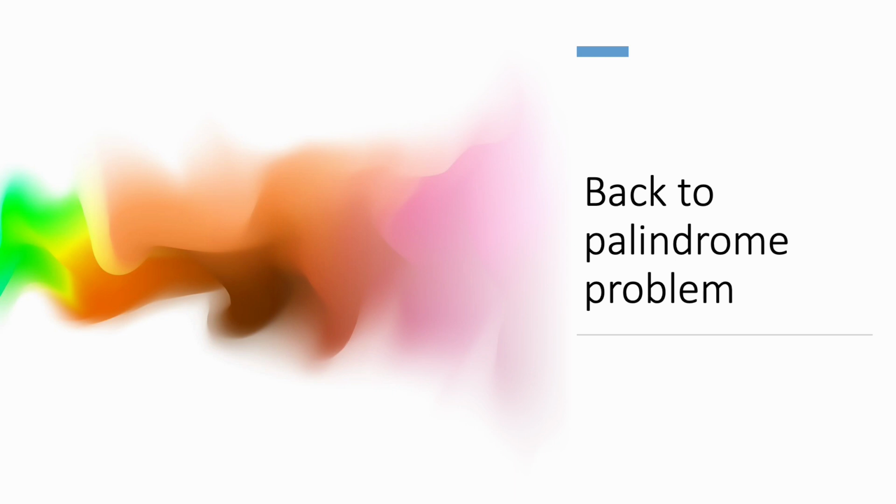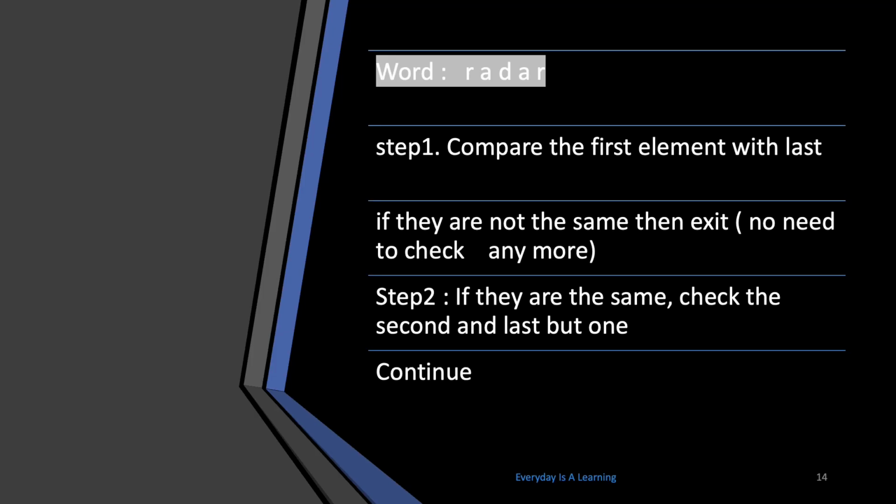So now let's come back to the palindrome problem. Assuming the word is radar, what do we do manually to see whether it's a palindrome or not? We can check the first and the last letter, second and the last but one letter, and since they are the same, we can say that this is a palindrome.